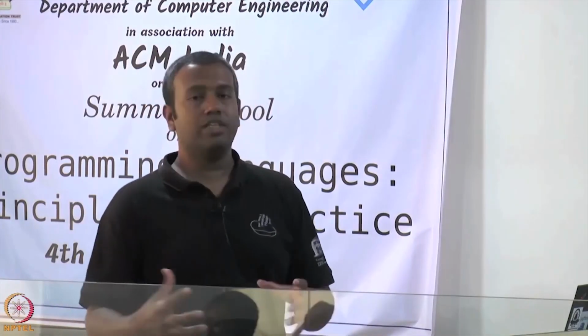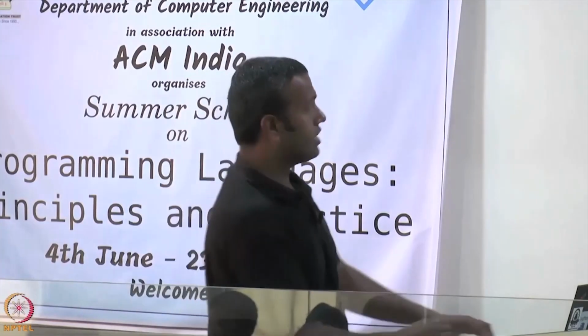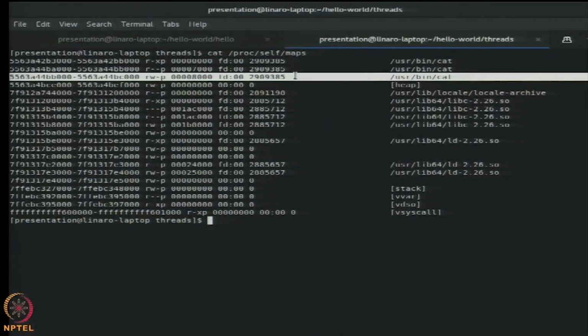So you would have constants and global variables which would get allocated inside this. This is a read-write segment in cat. So these are actual addresses. 5563A44BB000 is an actual address. It starts at that point and ends at this point, and it has read-write permission. And useful trivia, what are these addresses aligned to?